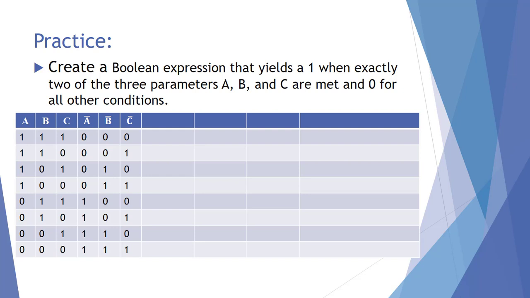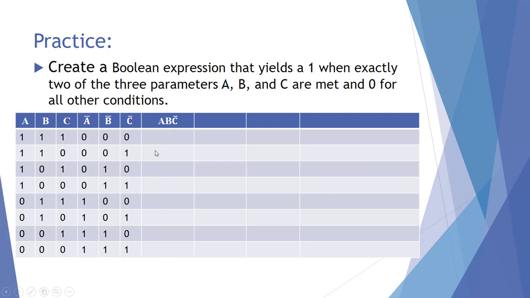Now we want to write a Boolean expression that yields a 1 when exactly 2 of the 3 parameters are met. That means we want to have A and B but not C, A and C but not B, or B and C but not A. So let's build a column for each of those conditions. Here's one case that will yield a 1 when we have 2 of the 3. That is to say, we have condition A and B but not C. In other words, we'll have A and B and the negation of C.